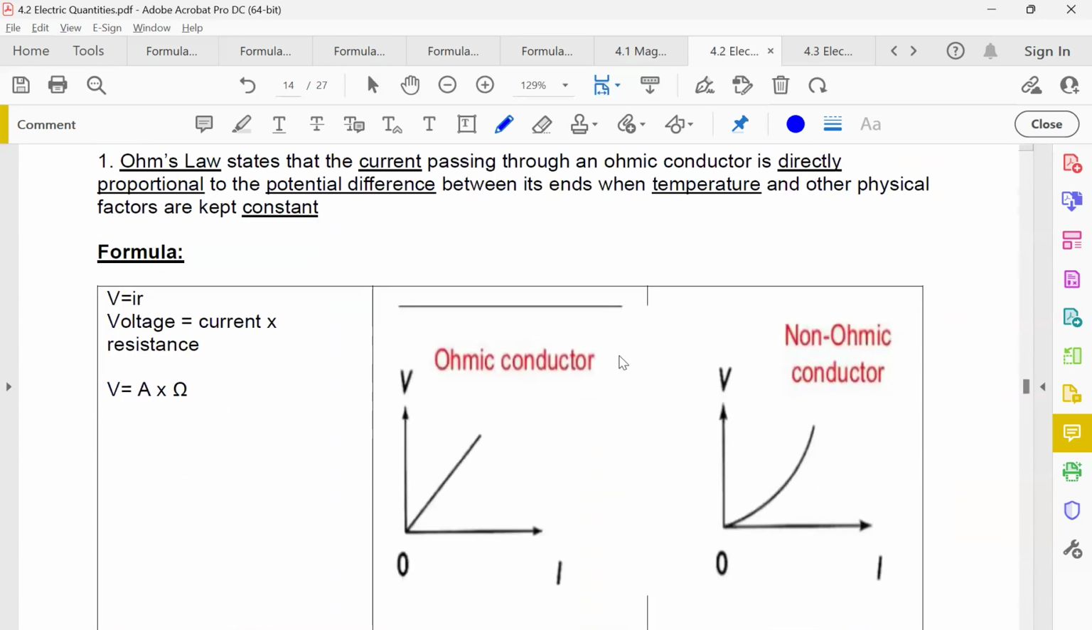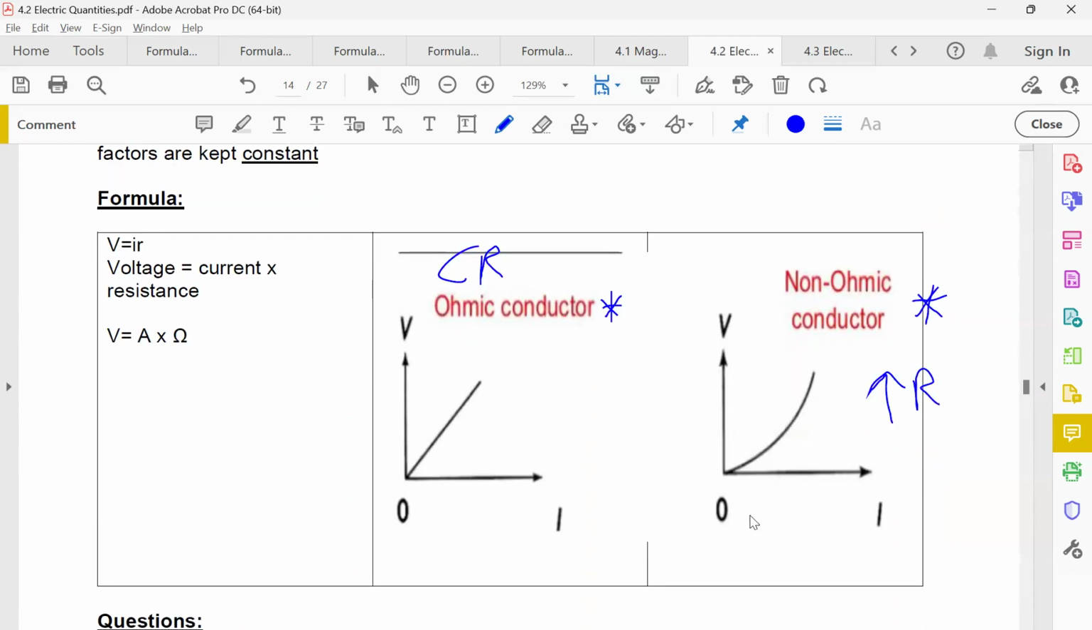I think this one is for sure important. You better know the difference between ohmic and non-ohmic. What's the difference again for ohmic and non-ohmic conductor? One is directly proportional. What's directly proportional? Straight line. Very good. Constant resistance. And this one will have what resistance? Increasing or decreasing? Increasing resistance. If I have an I versus V graph, it should tilt towards the V.